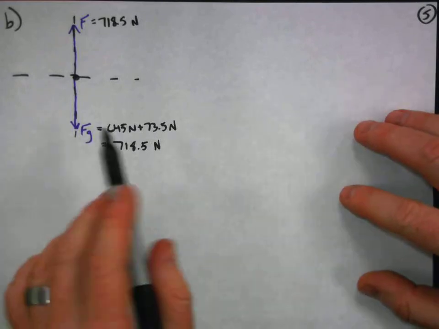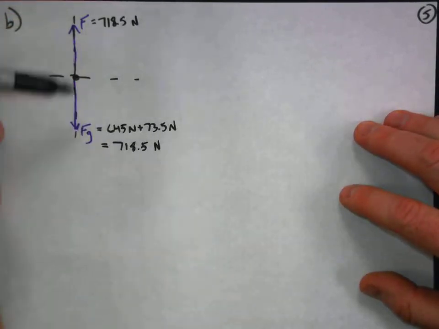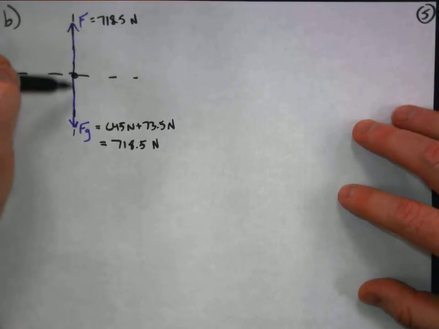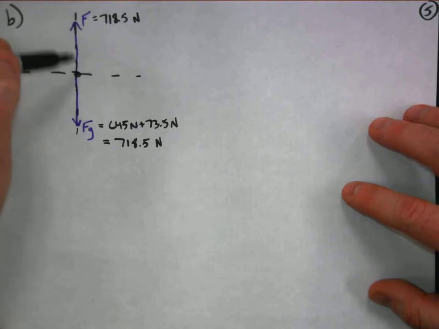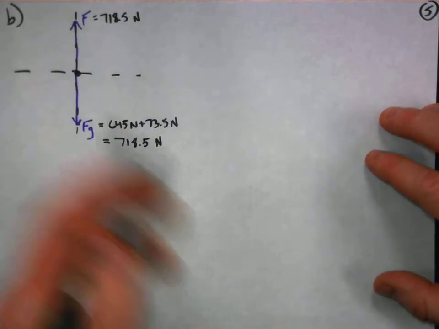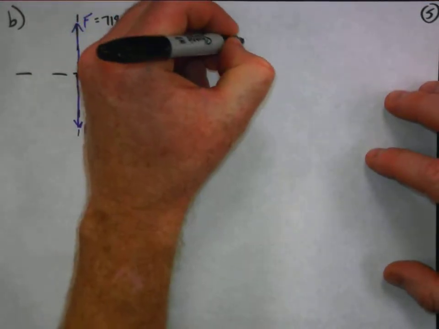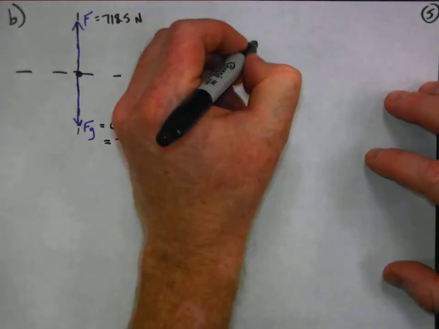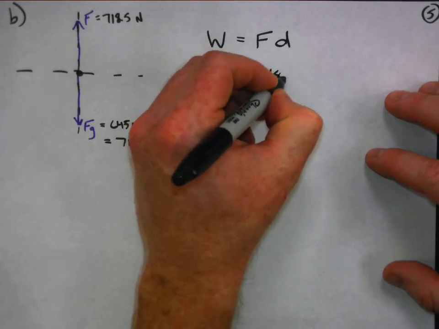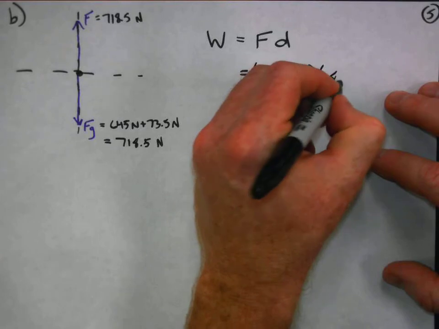And so I have the weight of the climber plus the weight of the backpack, which gives me the total weight. And the two forces are equal because things are not accelerating, not speeding up as the climber goes up the cliff, just going at a constant pace. So I know that force, and with that force and that distance, I can find the work done on both of them. So the work done on the climber and backpack is that force times the distance. That force is 718.5 newtons, and that distance is still the 8.2 meters.